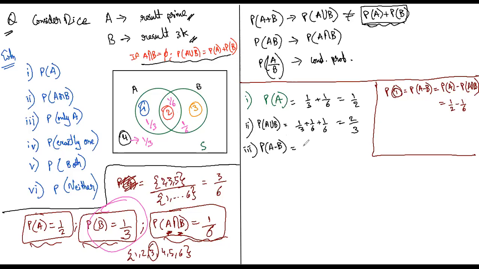Only, what will it be? 1 by 3. Already mentioned. Fourth, exactly 1. 1 by 2. 1 by 3 plus 1 by 6, 1 by 2. Good. Fifth, both. 1 by 6. 1 by 6, given. Good. Last one. 1 by 3. 1 by 3. Good. Why?